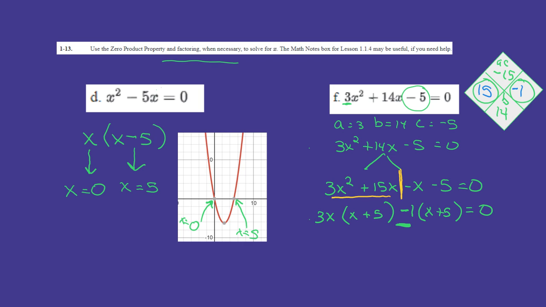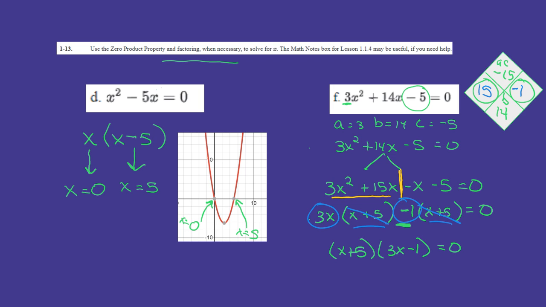So this set of parentheses can only be a factor once. So I'm going to go ahead and write down x plus 5 down here. But then I'm just going to go ahead and cancel that out because I want to see what's left. Well, what's left? I have a 3x and I have a -1. So that's my other set of parentheses, okay?